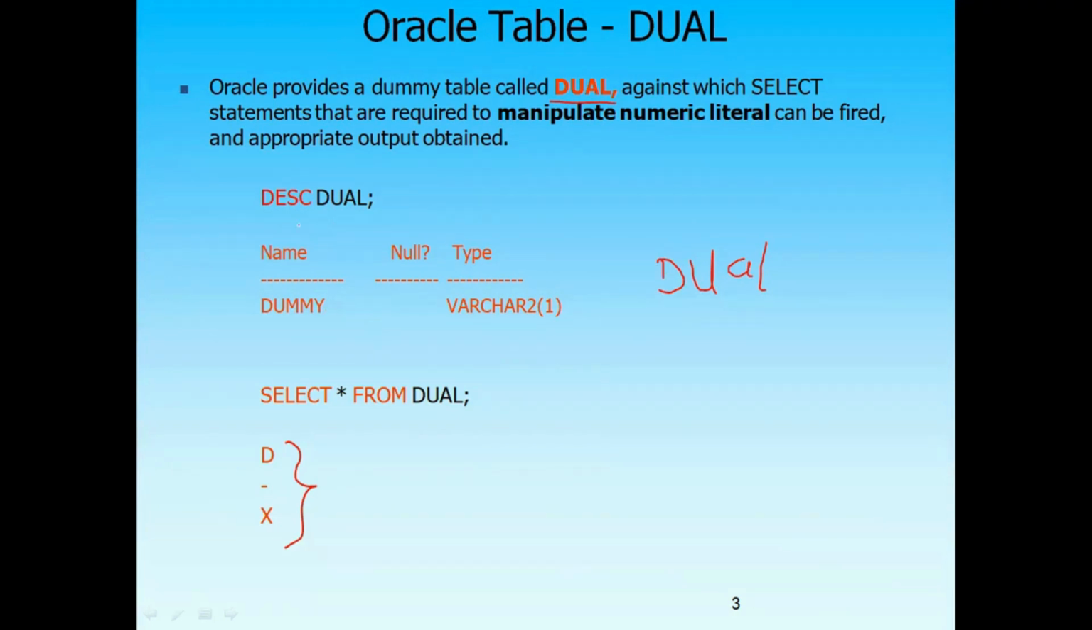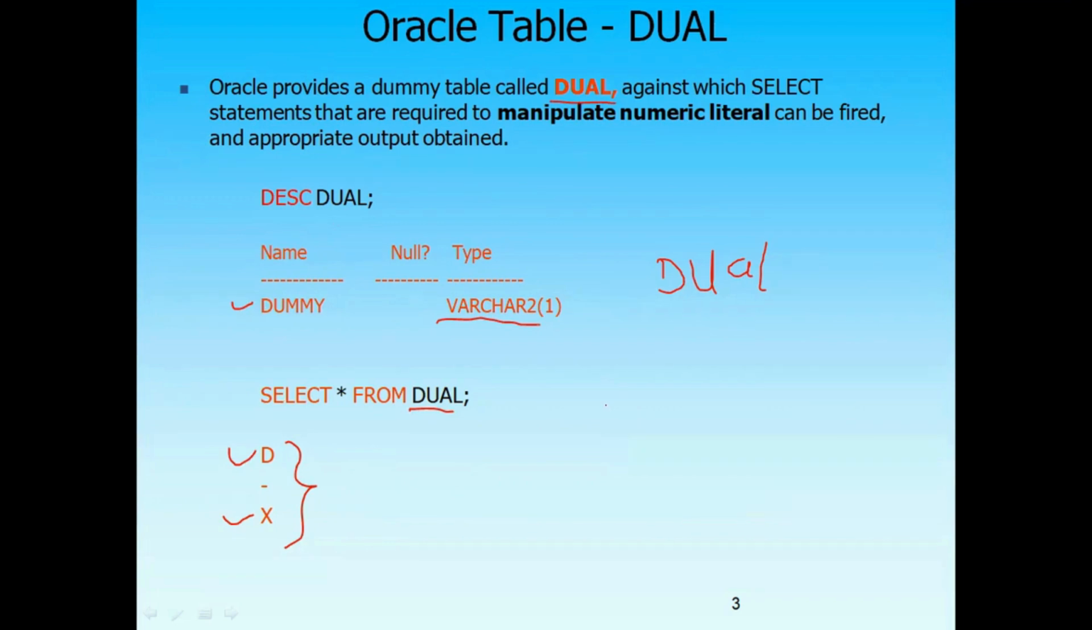If you describe the structure of this dummy table with DESC dual, you can find there exists one column. That column name is dummy, and the data type of this dummy column is varchar2. And if you use the select star command with this dual table, you can find a single row and column exist in this table. There is no meaning to this single row and column.